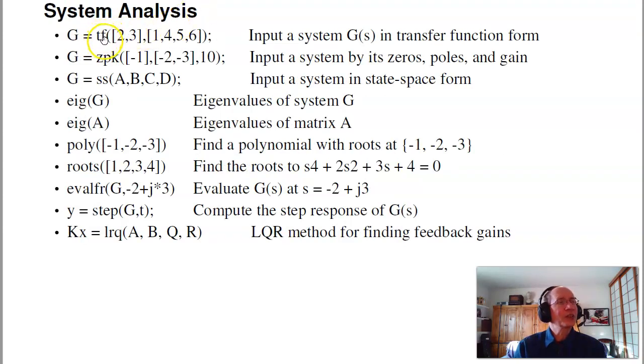Again, you've got transfer function to input a system, ZPK, another way to input the system. The big one for modern control: input a system in state space form. Find the eigenvalues of G or eigenvalues of A, same thing. What are the poles of the system? Give me a polynomial that has these roots. Given this polynomial, find the roots of that polynomial. Evaluate G of s at a point. Find the step response, and something we'll use later on in the semester, find the feedback gains to stabilize it.